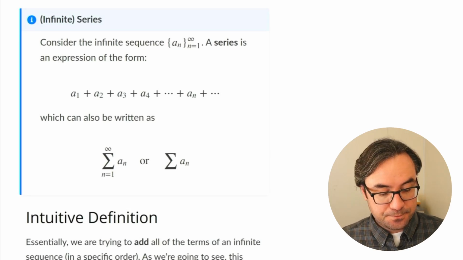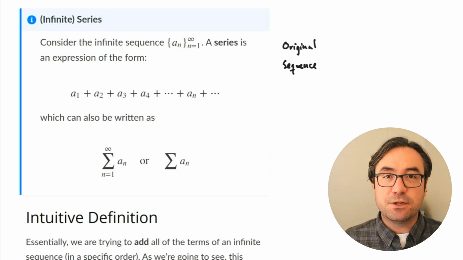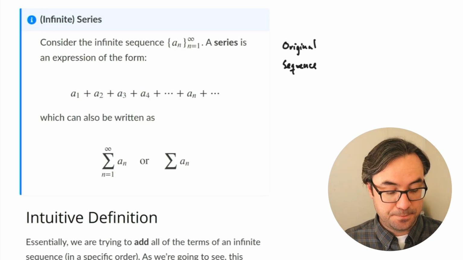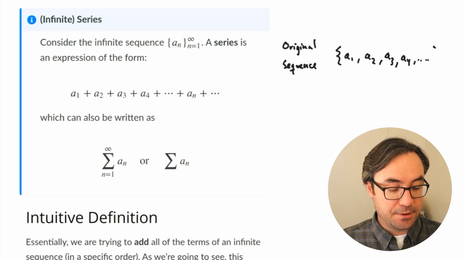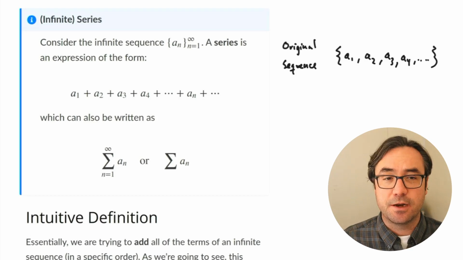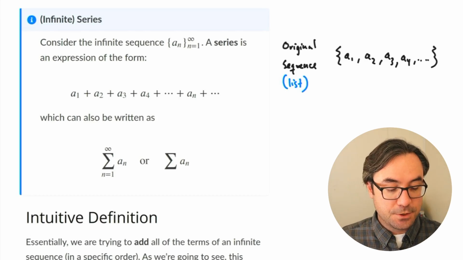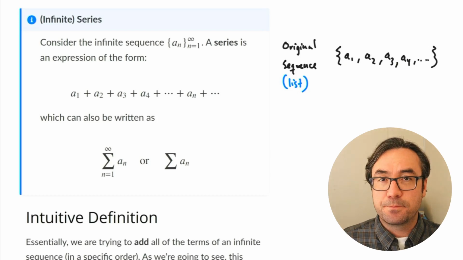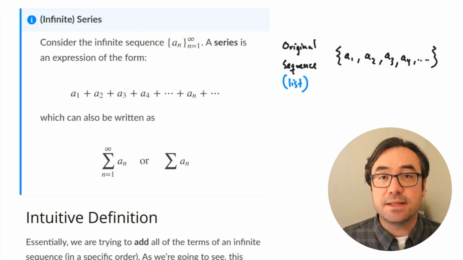So let's remember, we have our original sequence. Our original sequence is just a list: a1, a2, a3, a4, and dots. It keeps on going. And we use the curly brackets to indicate that we're talking about a sequence. So this is really just a list of terms in a specific order. And what we're going to try to do with a series is essentially take all the terms in our list here and add them together in that same order.